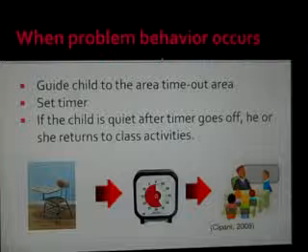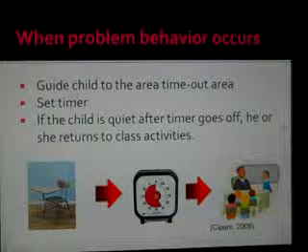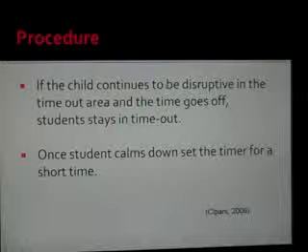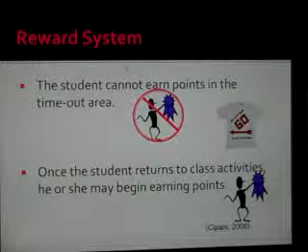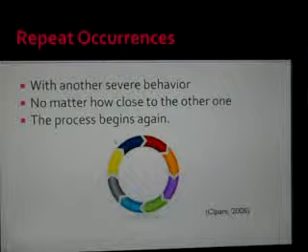When problem behavior occurs, guide the child to the timeout area, set the timer. If the child is quiet after the timer goes off, he or she returns to activities. If the child continues to be disruptive in the timeout area and the timer goes off, students stay in timeout. Once the student calms down, set the timer for a short time. The student cannot earn points in the timeout area. Don't pass go, don't return to class until you are quiet, and then you can begin earning points again. With another severe behavior, no matter how close to the other one, the process begins again.